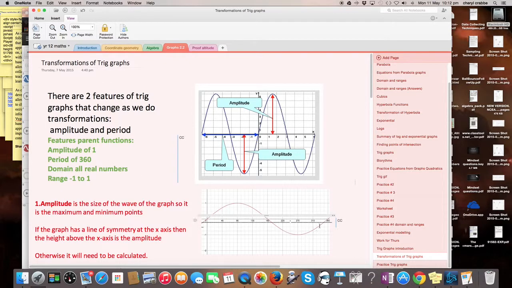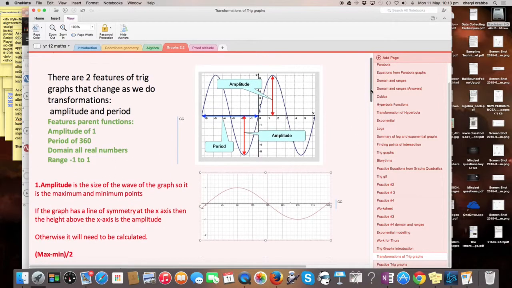The period, how far the graph goes before it starts to repeat itself, is 360. And you have a line of symmetry, which makes the graph symmetrical. So the x-axis here is the line of symmetry in a parent function. You've got a wave that's symmetrical above and below the x-axis. The domain is all the x values, all real numbers. And the range in this particular graph is that the y values can only be from -1 to 1. So these are the basic features of the parent function.